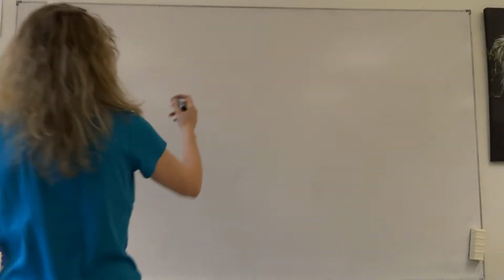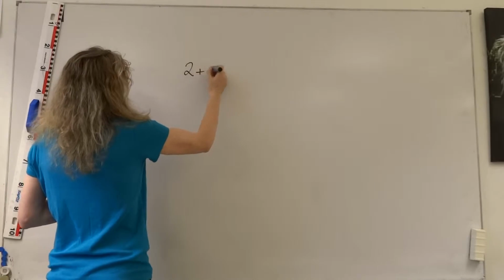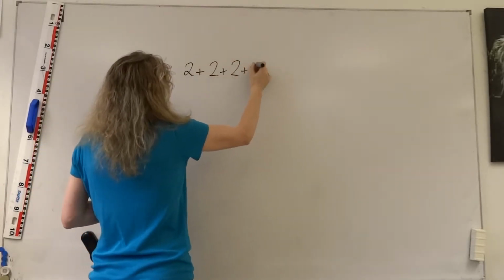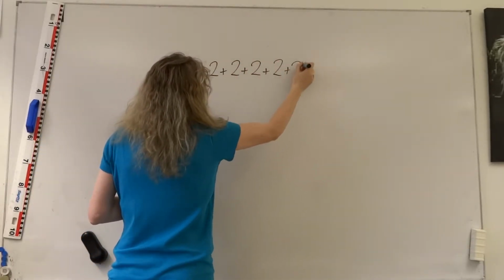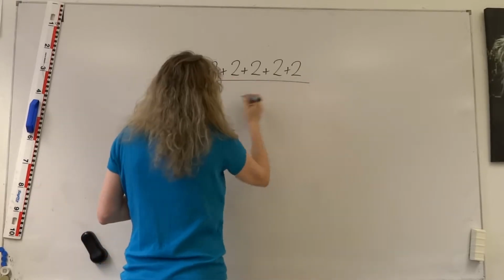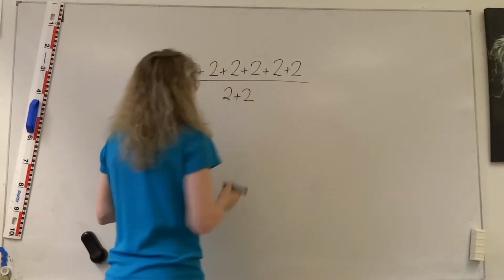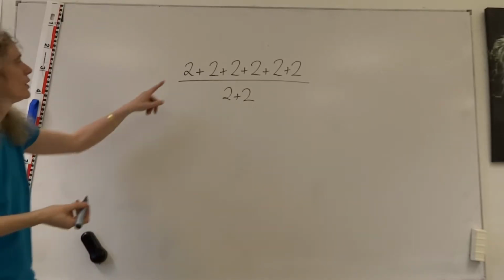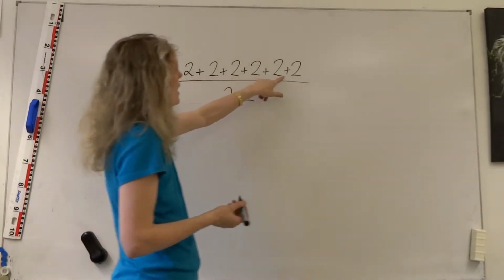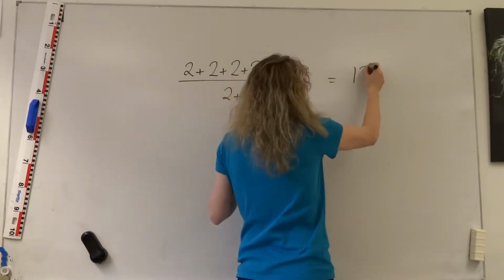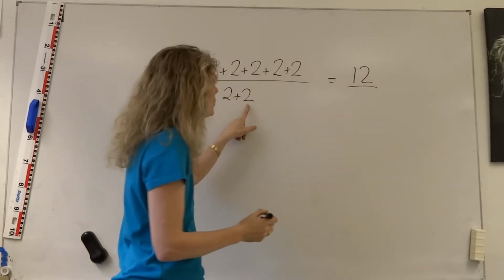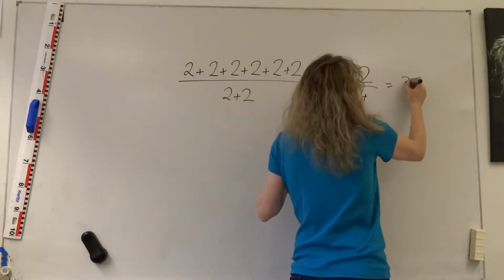One other question that came up was when you have numbers like this, 2 plus 2 plus 2 plus 2 plus 2 plus 2, all divided by 2 plus 2. But of course you can work this out. 2, 4, 6, 8, 10, 12. That's the same as 12 divided by 2 plus 2, which is 4, which we know is 3.